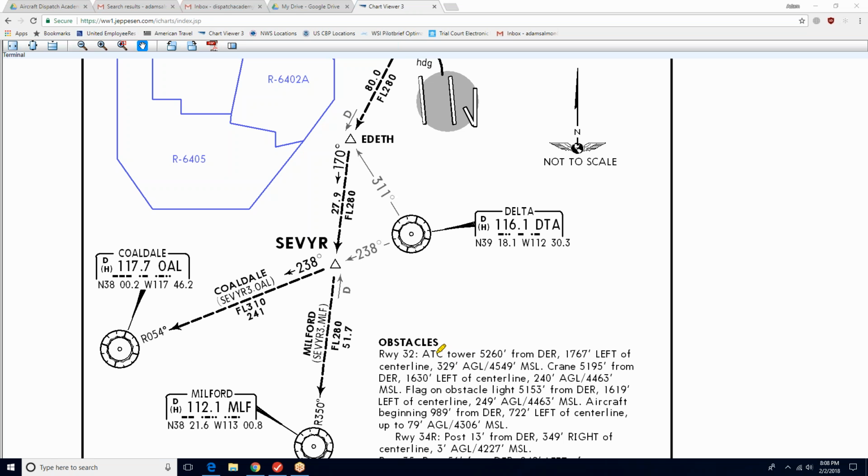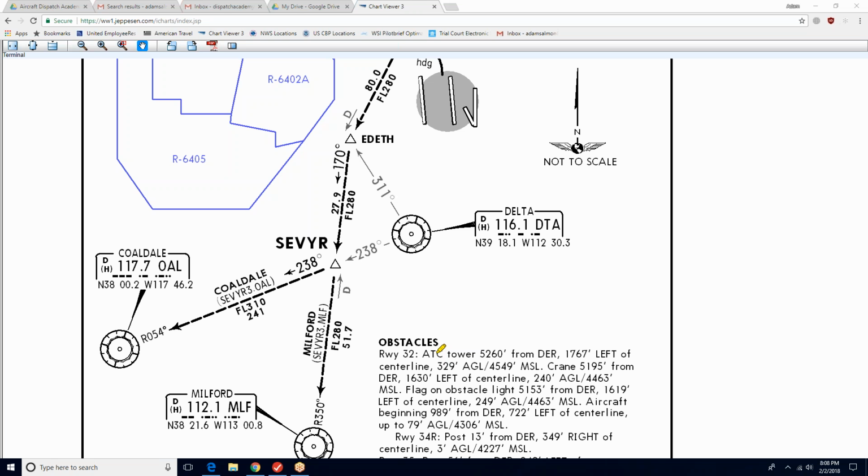So ATC at this point, all they have to do, in order to get that aircraft from the ground all the way to either Coaldale or Milford. Does everyone know where Milford is in Utah? I think so, those of you that live in Utah. Milford is just northwest of Beaver. Those of you that know where Beaver is, Cedar City, north. Milford is closer to St. George than it is Salt Lake City, just to give you an example.